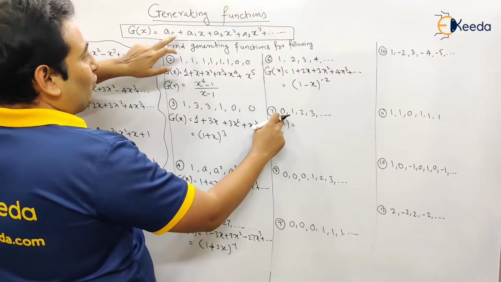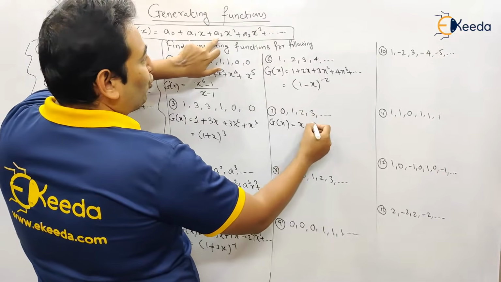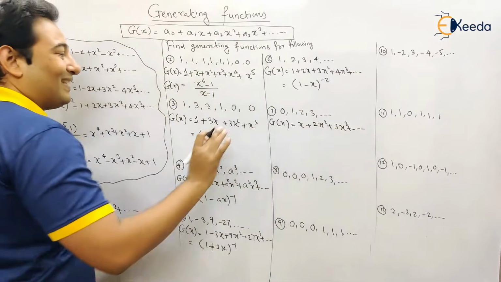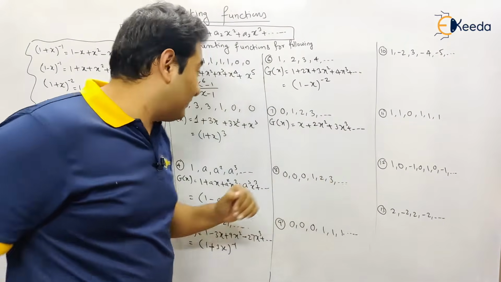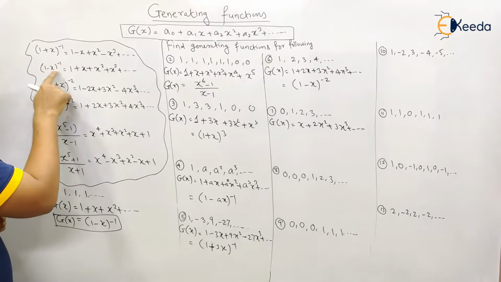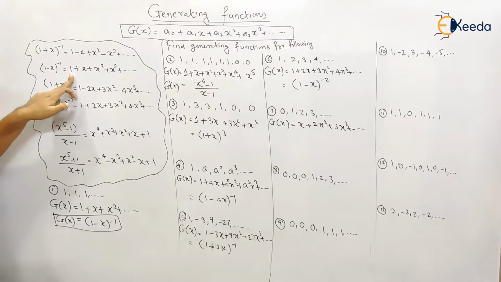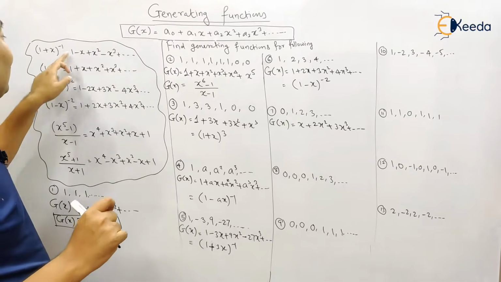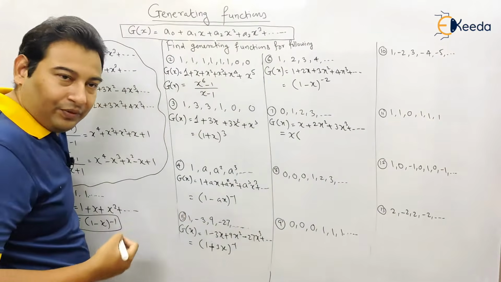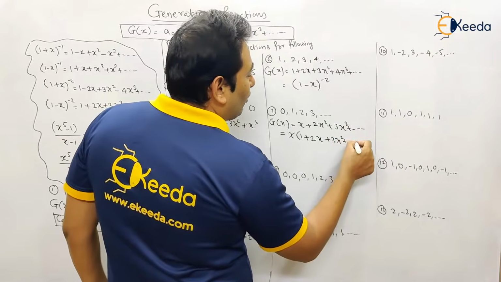Next, in short, a0 is 0, forget about it. The next term is 1, so this is 1x plus a2 is 2, so 2x square plus 3x cube plus dot dot dot. Since all are plus and the series is dot dot dot, if you want to apply this particular formula, the first term should be 1. Is this clear? Therefore, to make the first term 1, let's take x common. If you take x common, this will become 1 plus 2x plus 3x square plus dot dot dot.